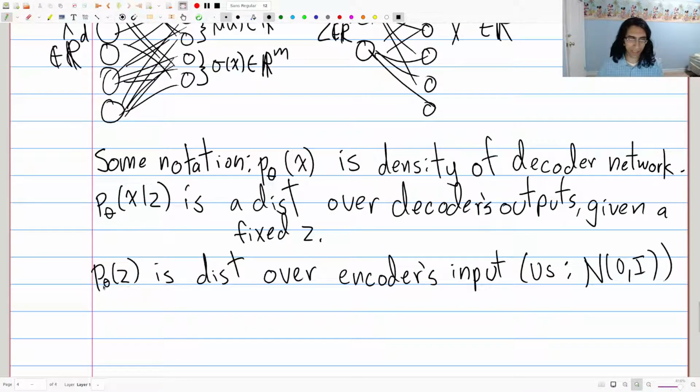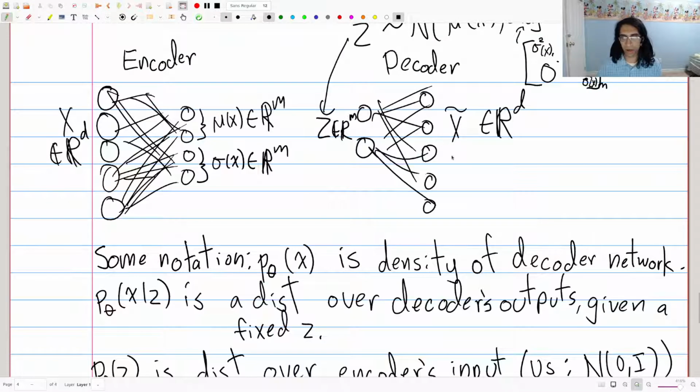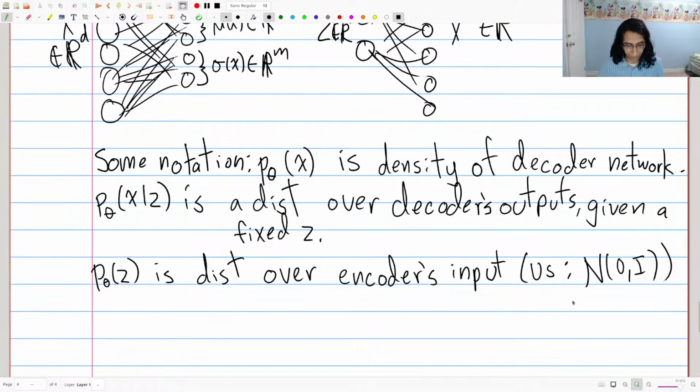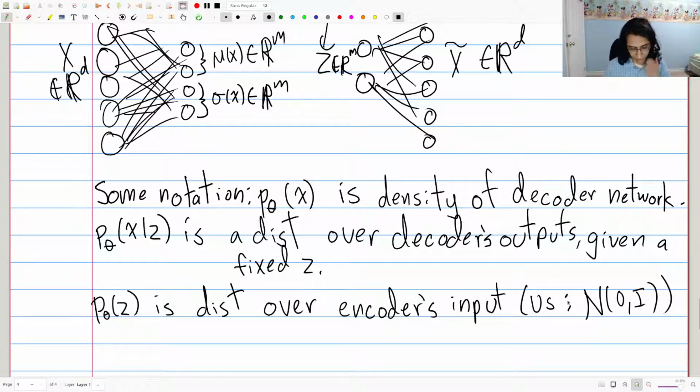So we picture that if we want to generate points from P sub theta, if we want P sub theta to be a distribution over points from the real distribution D, then P sub theta of Z on these latent variables is going to be the Gaussian that we're going to try to enforce it to be, which is N(0, I). So good. That's most of the notation that was going to be useful for us.